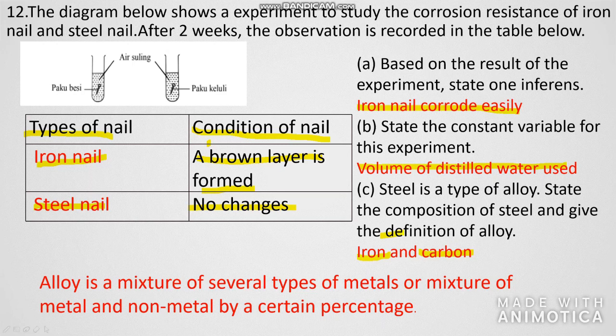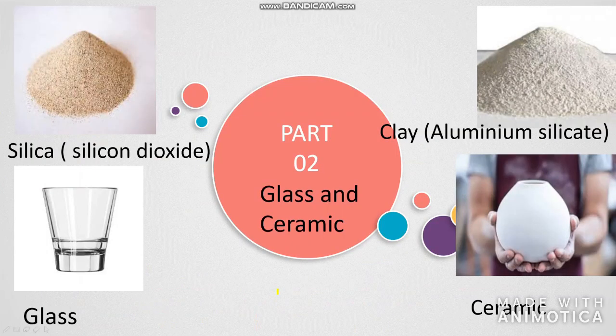Okay, next, what is the definition of alloy? Okay, remember, definition ini sangat penting. Alloy is a mixture of several types of metal or mixture of metal and non-metal by a certain percentage in which the major component is metal.